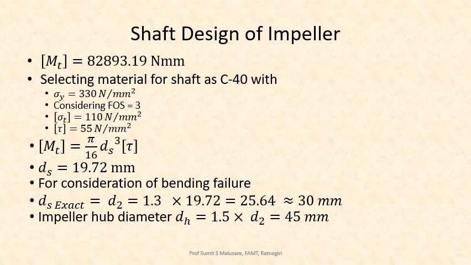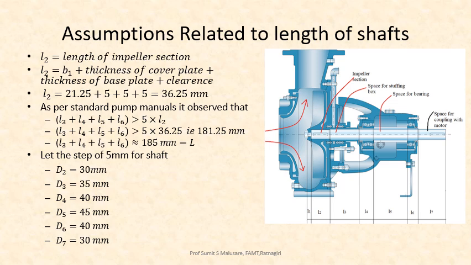Now for simplicity, I have considered a somewhat higher value of 30 mm. So the impeller hub diameter dh is equal to 1.5 into d2, that is nothing but 45 mm. Now the assumption is for the length of the shaft. Already I have explained it in the previous slide.